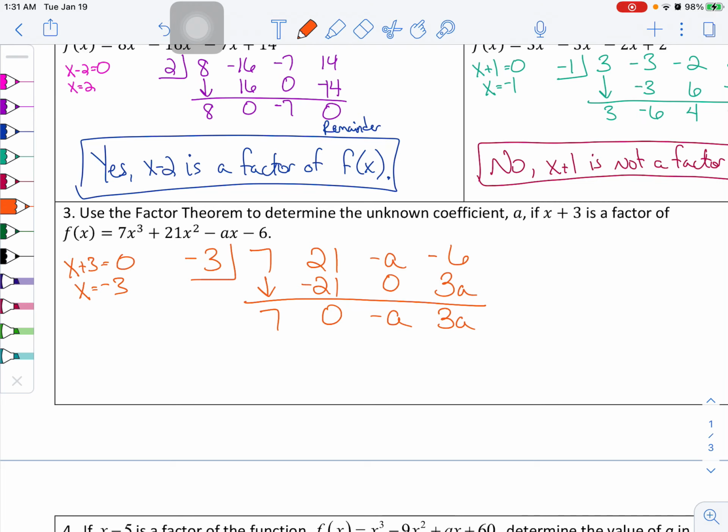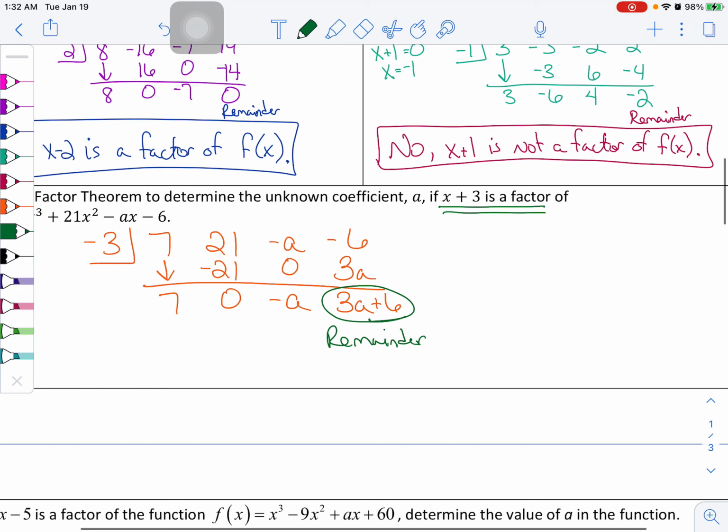So 3a plus 6. Now, I know that doesn't look like you just solved the problem, and we're not quite there yet. But here's what I do know. I know that x plus 3 is supposed to be a factor. So I know my remainder, that's my remainder, is supposed to be equal to 0. So I'm going to set that up. I'm going to say that my remainder is equal to 0. So that's equal to 0.